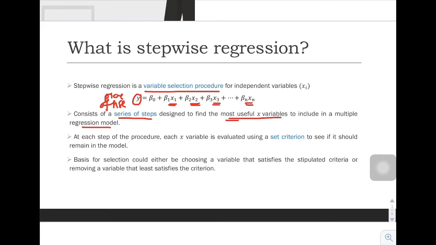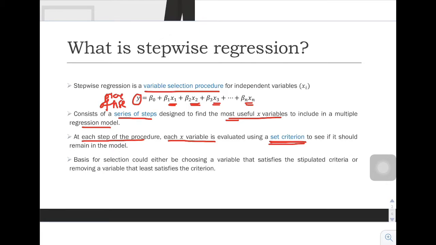The next question that you want to ask yourself is, what is the difference between a multiple regression and a stepwise regression? In a standard multiple regression, all independent variables will be entered into the regression equation at once. Whereas in a stepwise regression, the independent variables are entered into the regression equation one at a time based upon a statistical criterion. At each step of the procedure, each x value is evaluated using a set criterion to see if it could remain in the model or not.